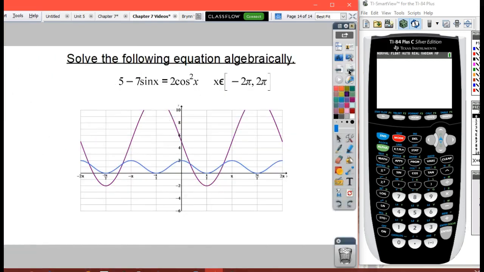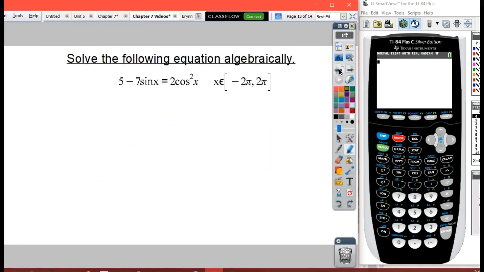The 5 minus 7 sine of x is this larger purple one, where the cosine squared of x is this smaller blue sinusoid. We're looking for where they equal between negative 2 pi and positive 2 pi. I can see that I'm going to have a unique answer here and here. So there's two of my solutions. The other two are going to come from these two intersection points. So that gives me an idea that I'm going to have 4 total answers.